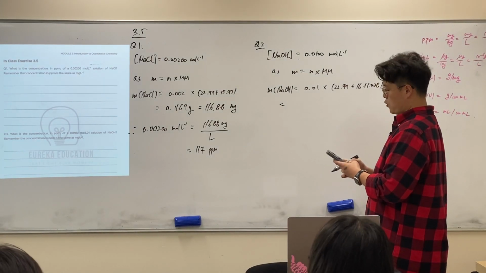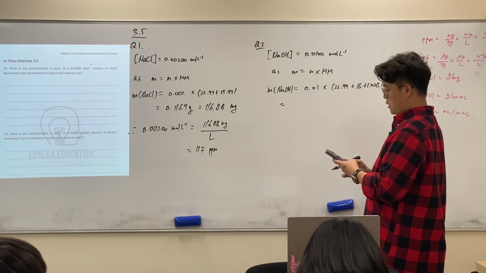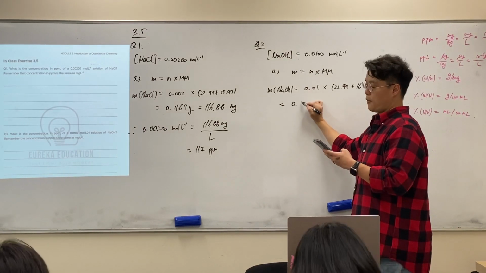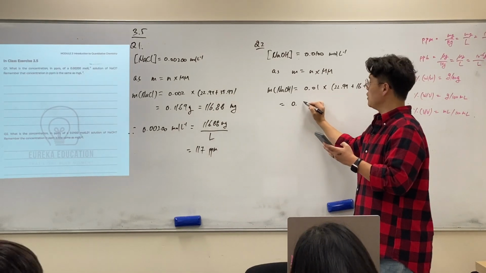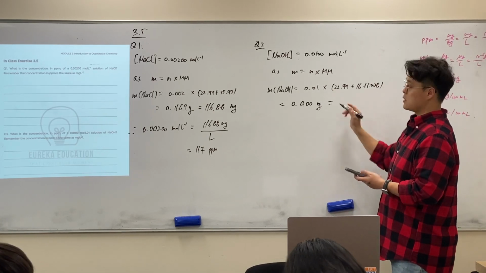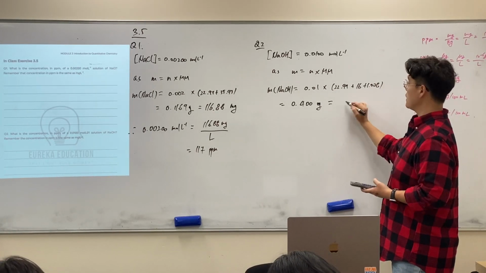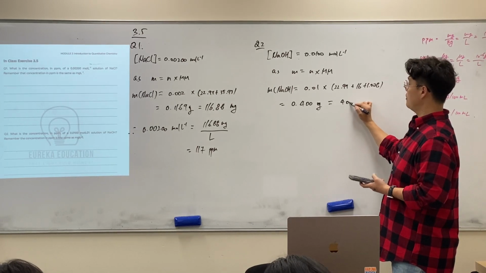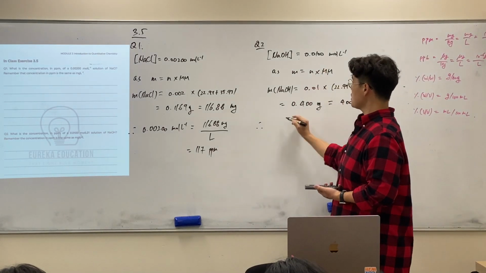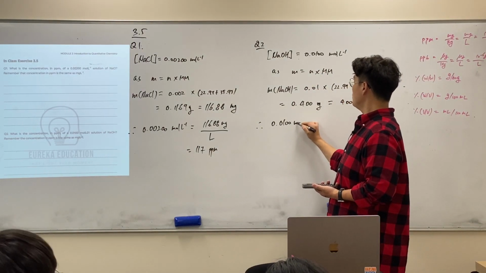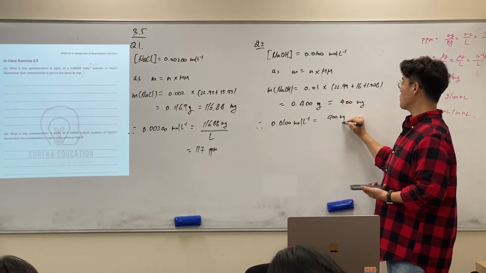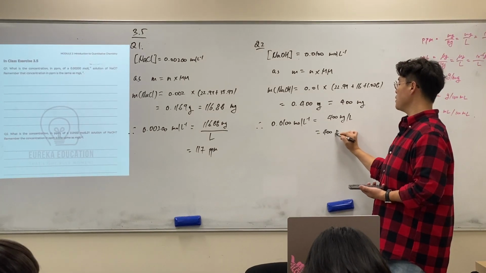So 22.99 plus 16 plus 1.008, times 0.01, you get 0.3999. So that's approximately 0.400 grams, I'm sorry. Which is the same as 400 milligrams in that case. Therefore, same unit, 0.0100 mole per liter of that solution is the same as 400 milligrams per liter, which is 400 ppm.